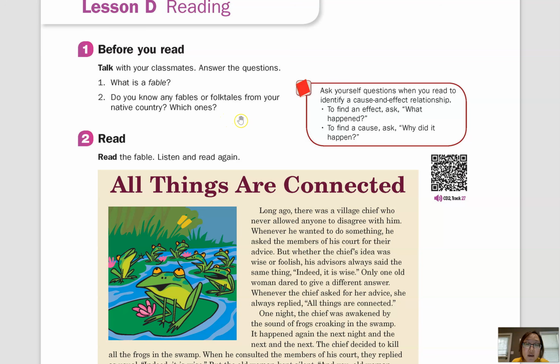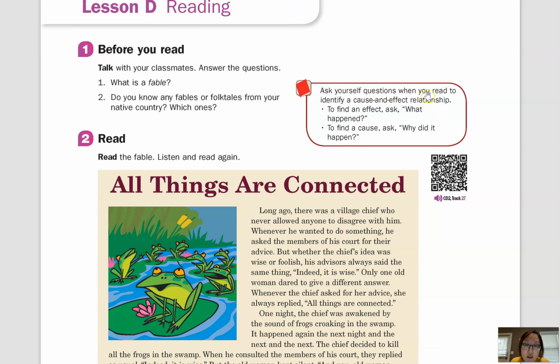Which ones? Okay, and a lot of fables and folk tales are cross-cultural, meaning the stories are well known all over the world, not just in one country. But of course, some of them are specific to certain countries. But we're going to read a couple of other fables and folk tales in this lesson, so you'll probably recognize them. Okay, and let's take a look at this note.